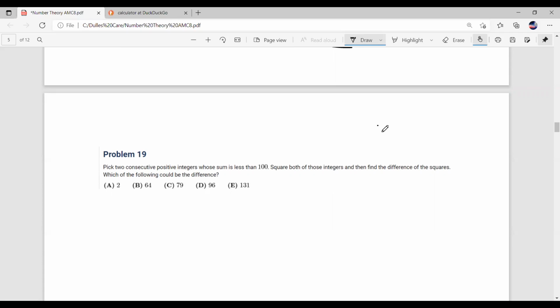All right, so let's look at problem 19. Pick two consecutive positive integers whose sum is less than 100. Square both of these integers and then find the difference of the squares. Which of the following could be the difference? So this is also a fairly interesting problem. I'll give it a bit less than 1 minute to do it.